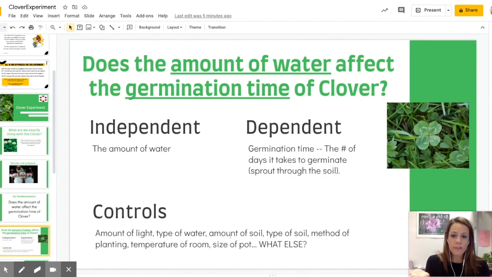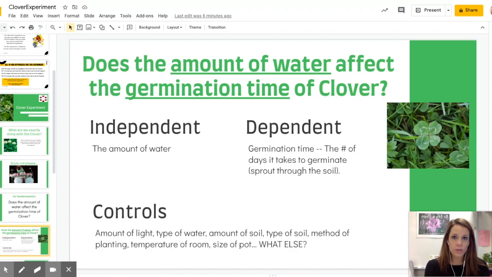Because for example, method of planting: if I've got a pot and I plant some seeds way down deep in the soil and other ones just right at the top of the soil, that's going to affect germination time, because the ones that were planted super deep have to grow way more to reach the top of the soil than the ones that were just planted right on top.